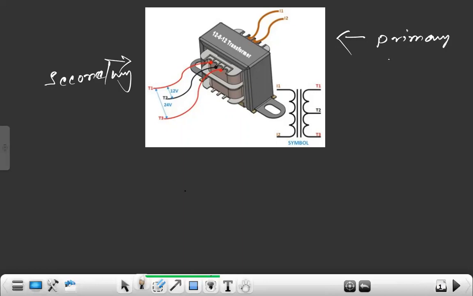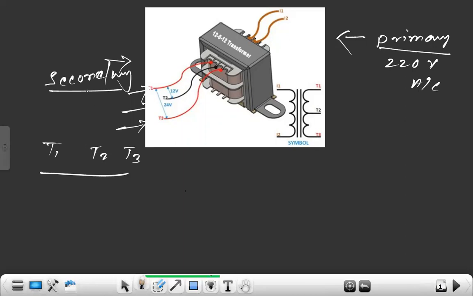While we apply 220-volt AC in the primary, in the secondary we will get whatever voltage is required. Here we see the tapping. Here is T1, T2 and T3. So three tappings are there in the secondary part. Suppose T1 is 12 volt, this is 0 volt, and this is again 12 volt. All are in the form of AC.